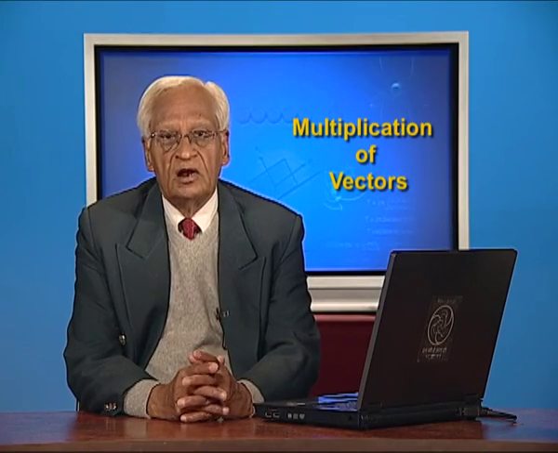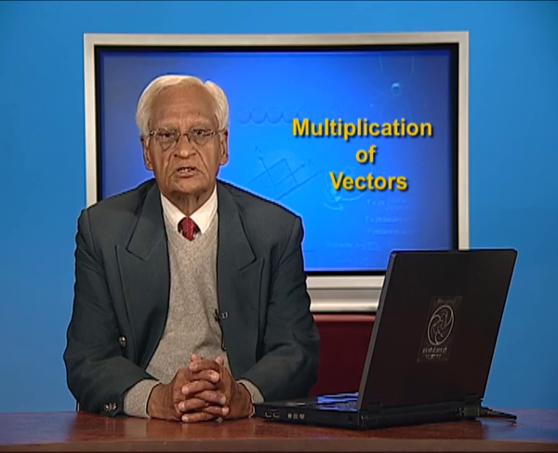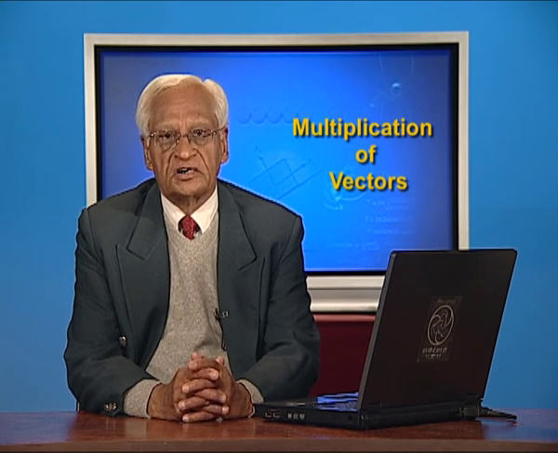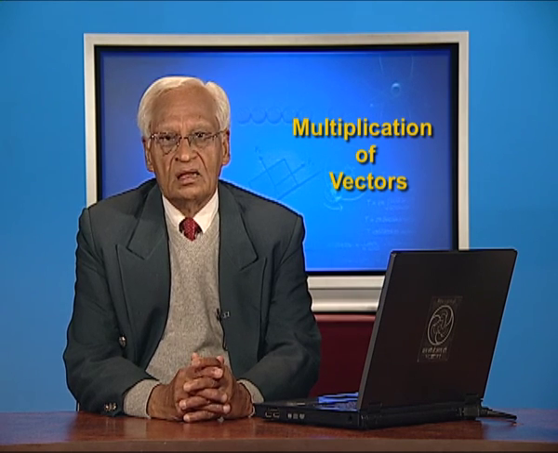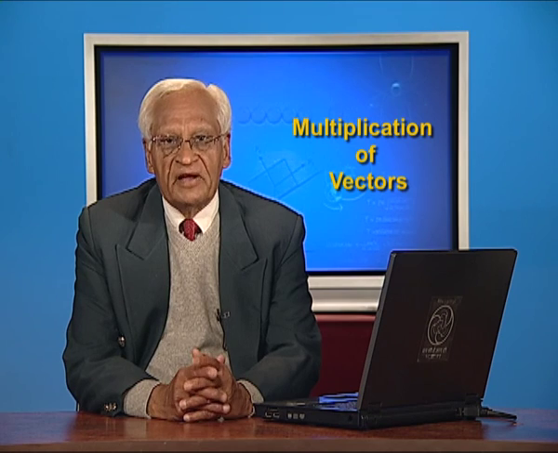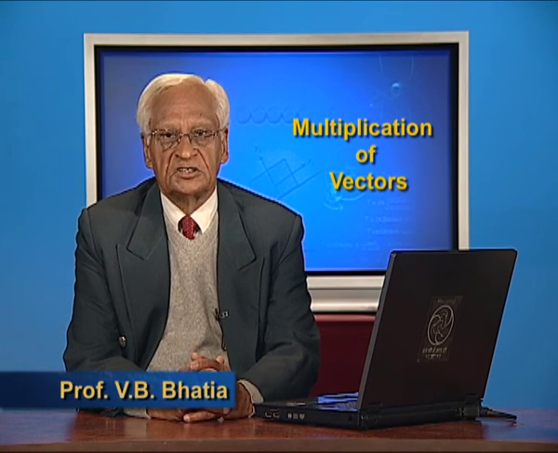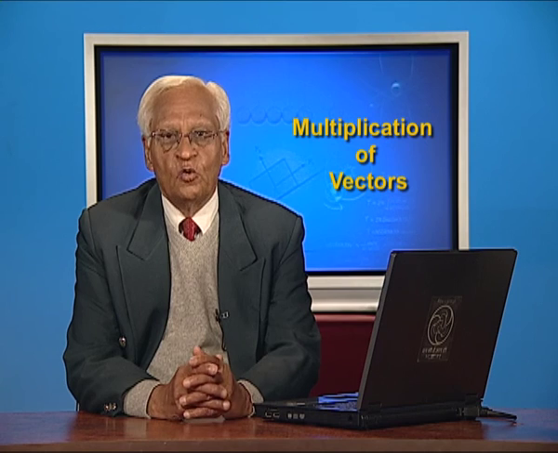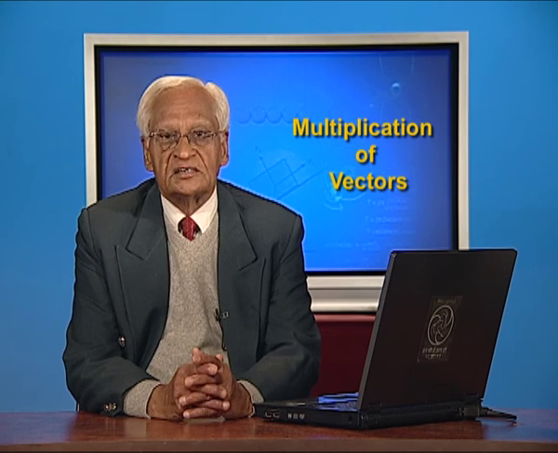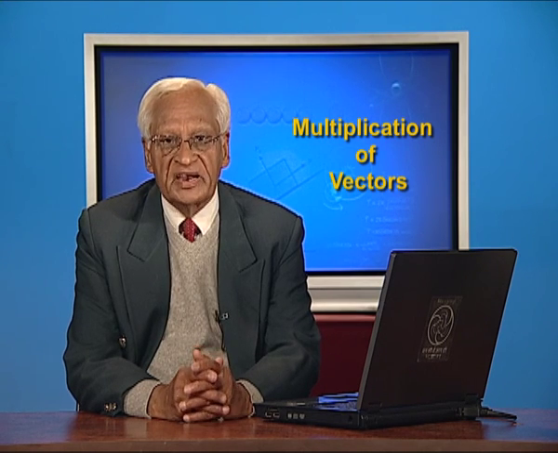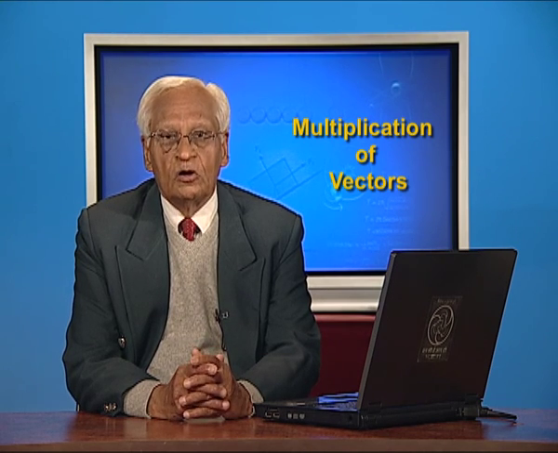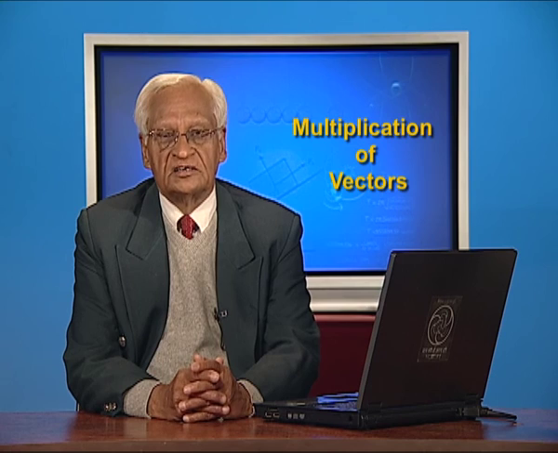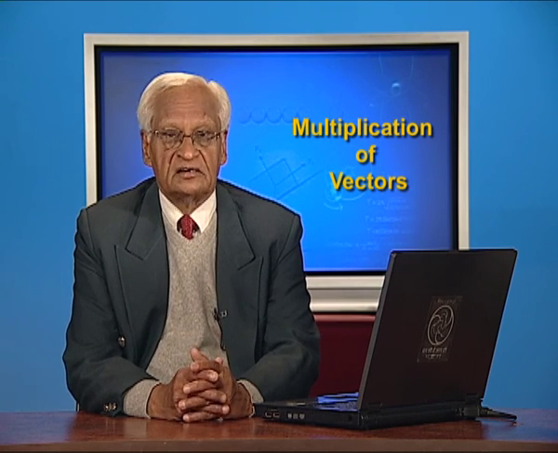So far we have learnt that in physics we come across two kinds of quantities. These are vectors and scalars. We learnt that vectors have both magnitude and direction, while scalars have only magnitude. We also learnt that vectors are equal if they have the same magnitude and if they are in the same direction. Then we learnt how to add vectors and subtract vectors.